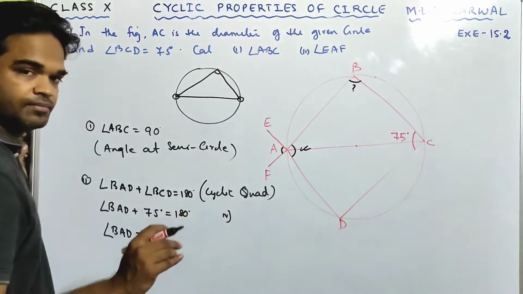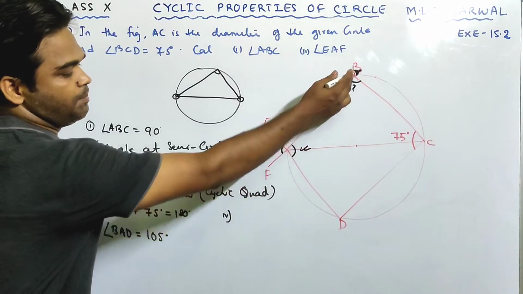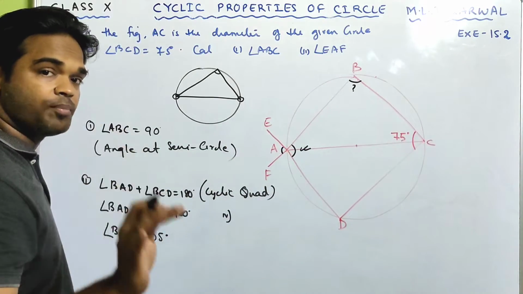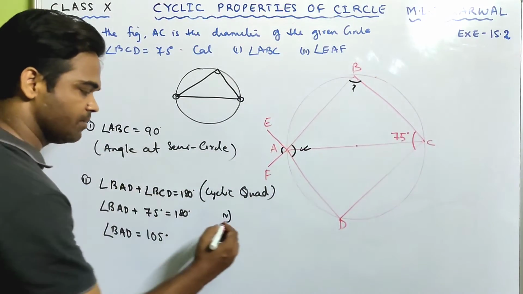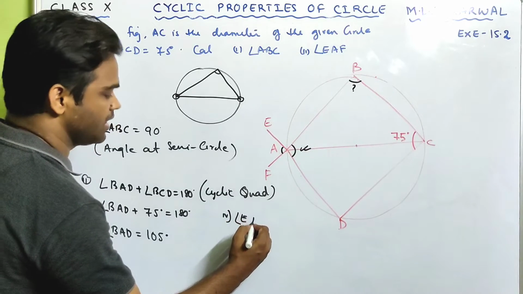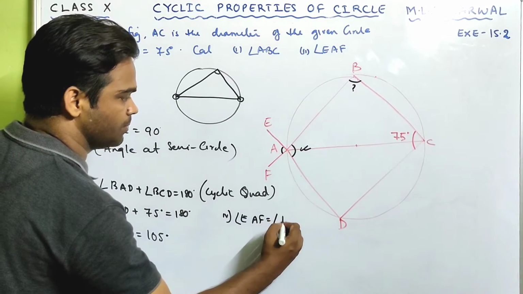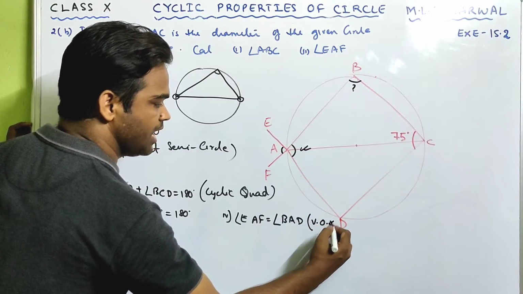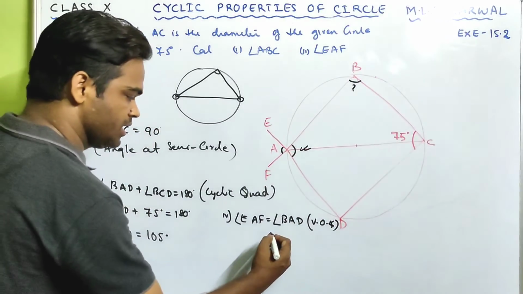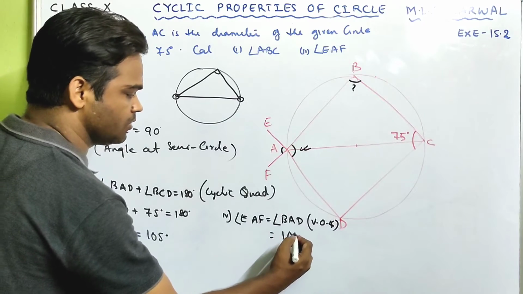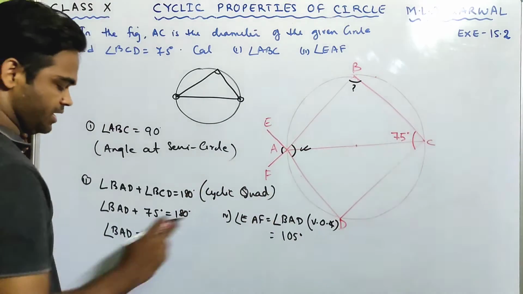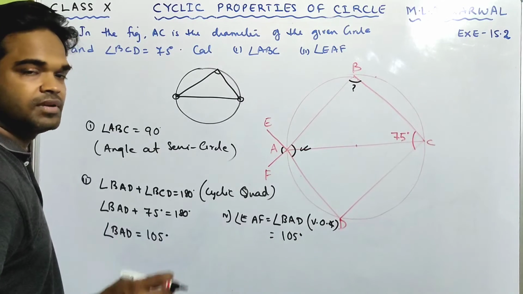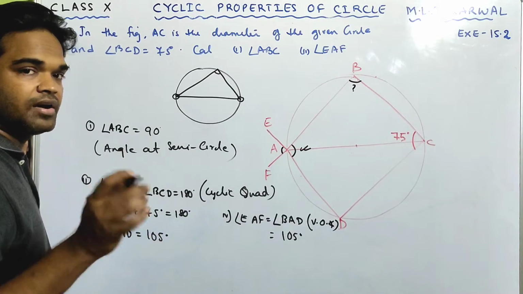Now look carefully, the last point. Angle BAD and EAF are vertically opposite angles, so they will be equal. Angle EAF is equal to angle BAD. What is the reason? Vertically opposite angles. So EAF will be equal to 105 degree because BAD is 105. Done. Now let us look at the next sum.